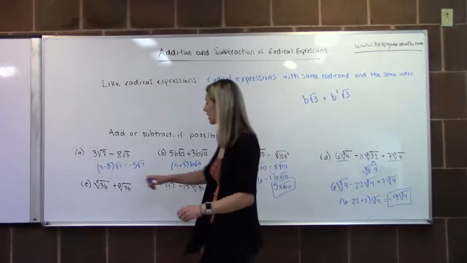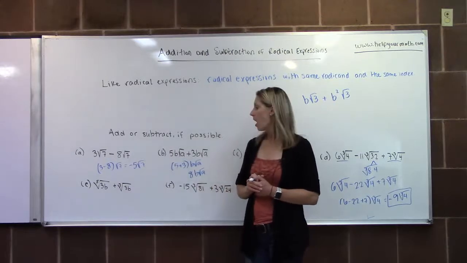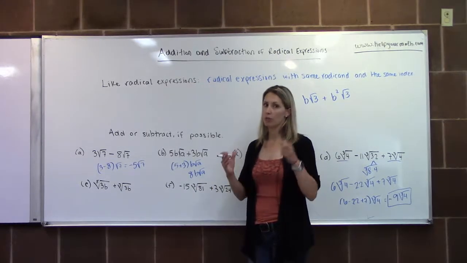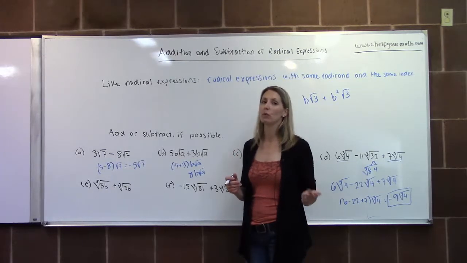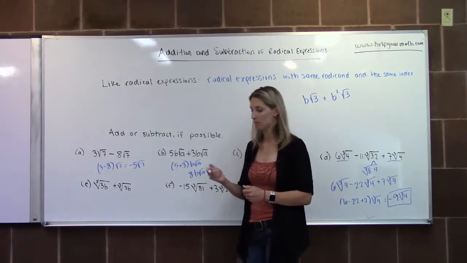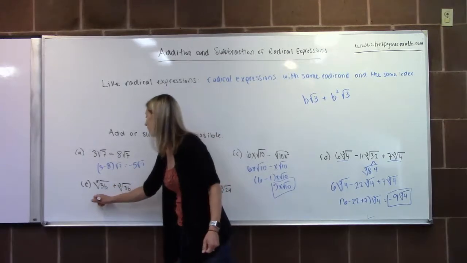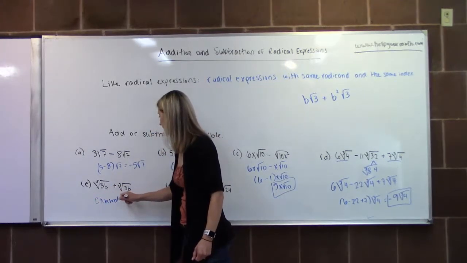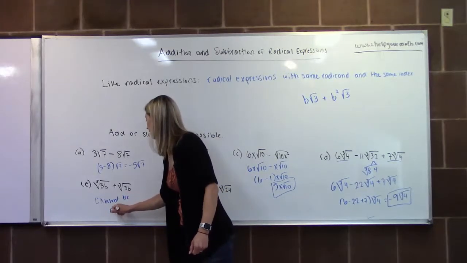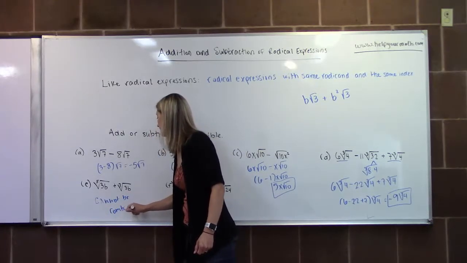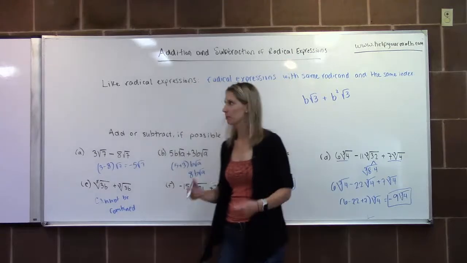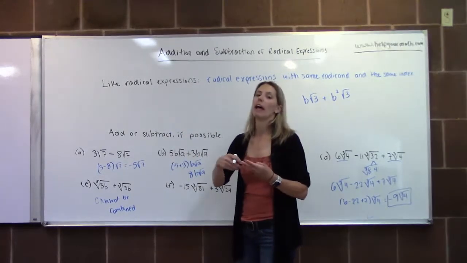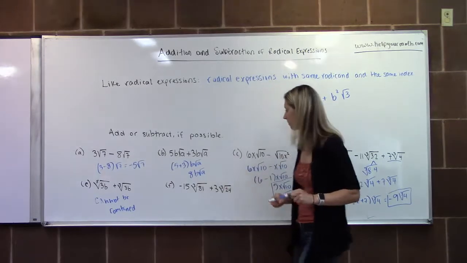Moving on to letter E, here we have the fifth root of 3b plus the cubed root of 3b. So we do have the same radicand, however, we do not have the same index. We cannot combine these. So we can say cannot be combined, or you could just leave it as is. Because they don't have the same index, we cannot combine them. That was one of the two things we needed. We needed the same radicand, and we needed the same index.